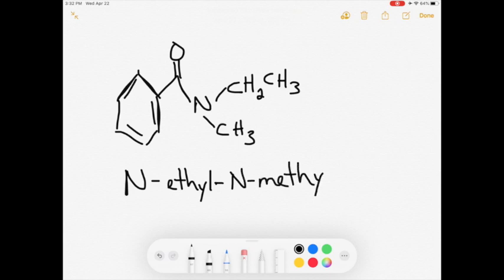And then we're going to name the carboxylic acid, which again I told you was benzoic acid. And so we're going to take off the ic acid and put amide. So N-ethyl-N-methylbenzamide.